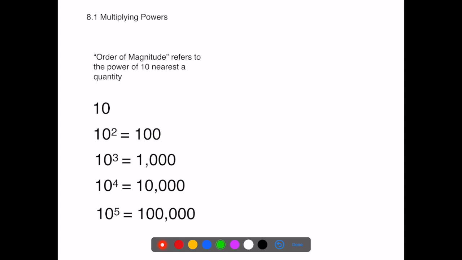All right, last idea of the section. Order of magnitude just refers to the power of 10 nearest a quantity. Right now that might not make any sense, but just think: 10 to the 1 is just 10. 10 squared is 10 times 10, or 100. 10 to the third is 10 times 10 times 10. Notice 10 times 10 times 10 has 3 zeros, and 1,000 has 3 zeros. So 10 to the fourth, 4 zeros, 10,000. 10 to the fifth, 5 zeros, 100,000.